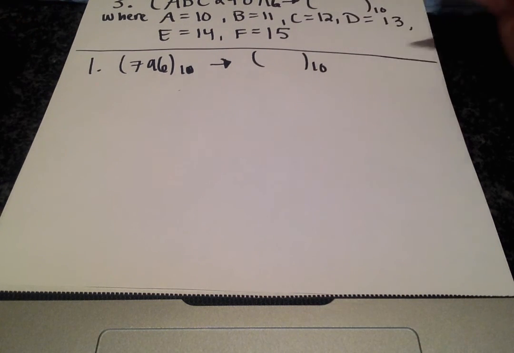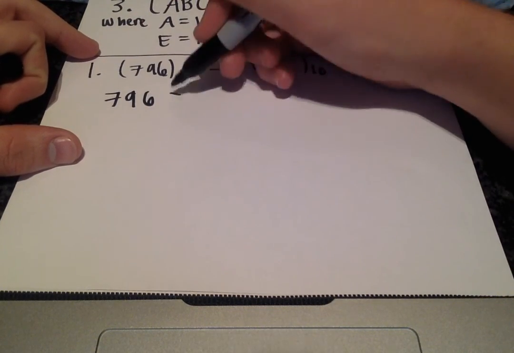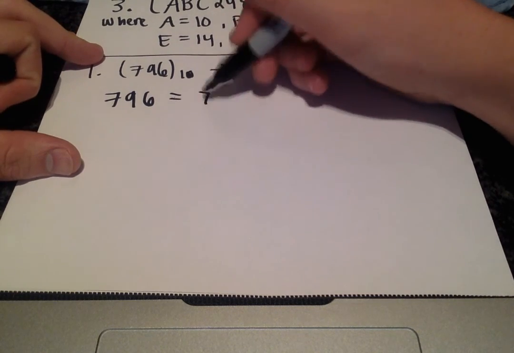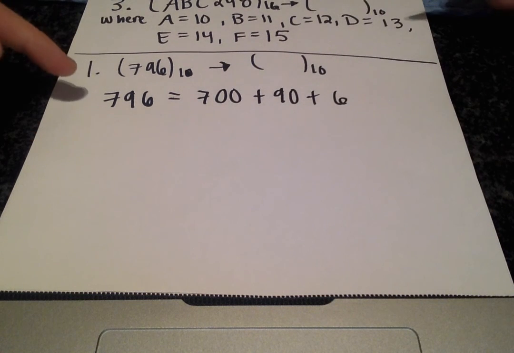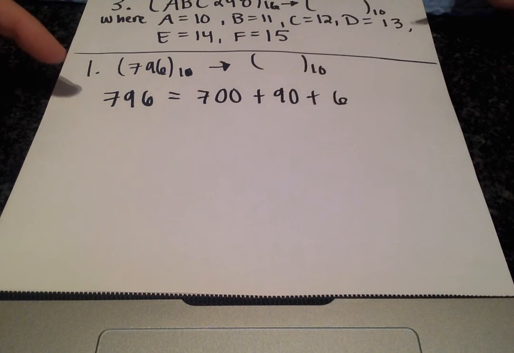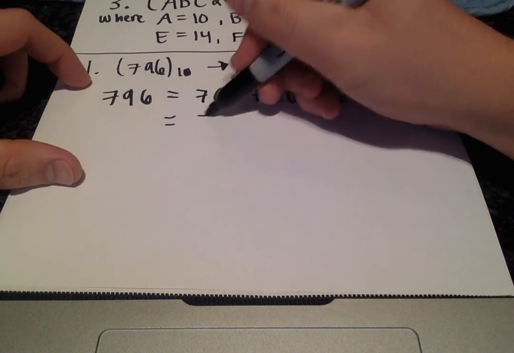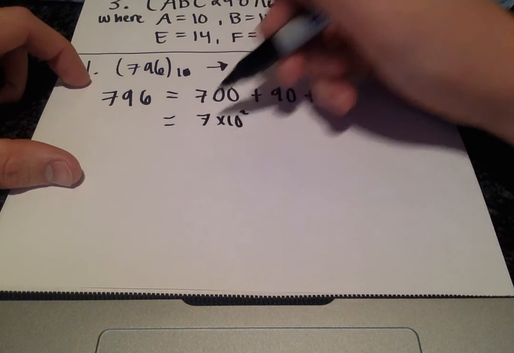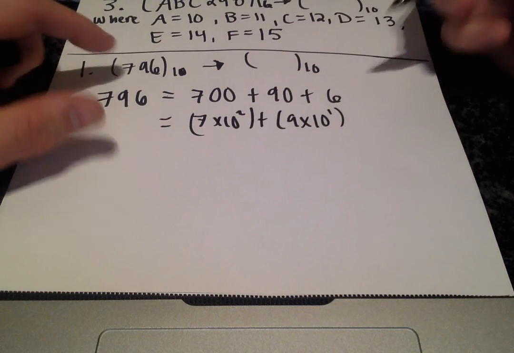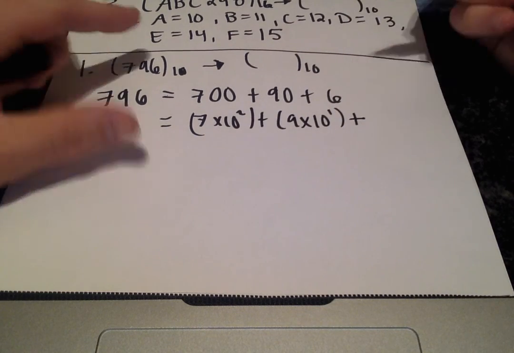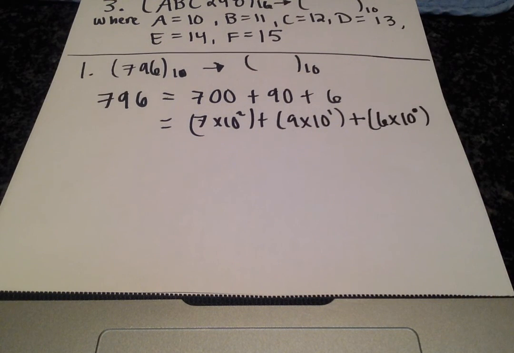If you'll recall from way back when, you learned about a thing called expanded form, when you would rewrite numbers like this. 796 equals 700 plus 90 plus 6, right? It seems like common sense, but there's another way to write this. 7 times 10 to the second power plus 9 times 10 to the first power plus 6 times 10 to the 0 power.